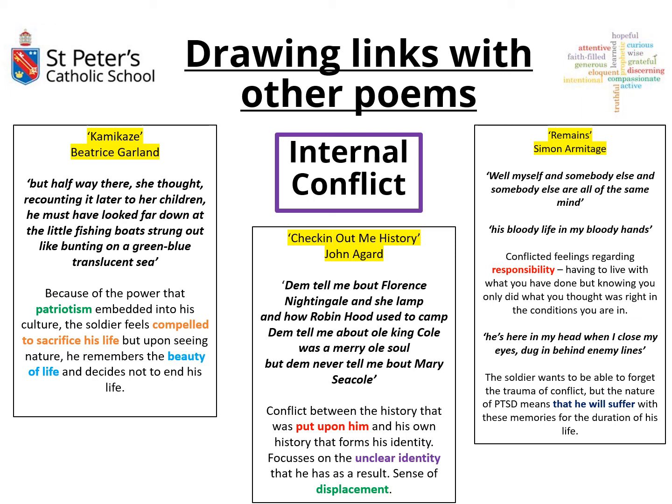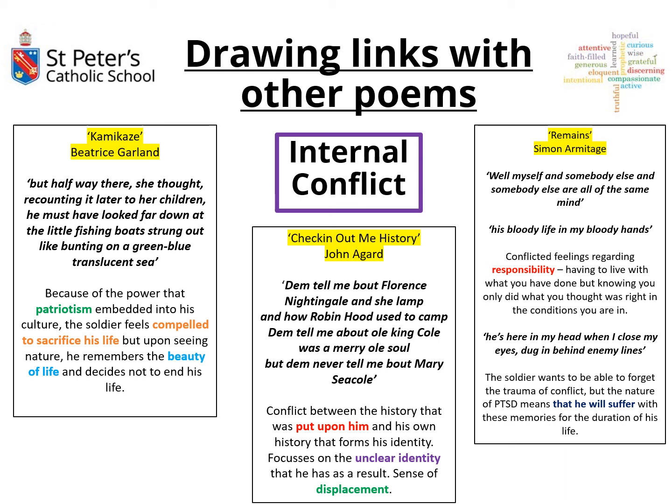So at the start of the poem, when he says "myself and somebody else are all of the same mind," there is a real focus on the soldier trying to make sure that we know as a reader that it wasn't just him. And you can see here by the language, "somebody else" and "somebody else." It almost doesn't matter who it is, as long as we know that it wasn't just him. And the fact that "all of the same mind," we all thought it. You know that feeling when you're in trouble, but you think, oh yeah, but it wasn't just me.